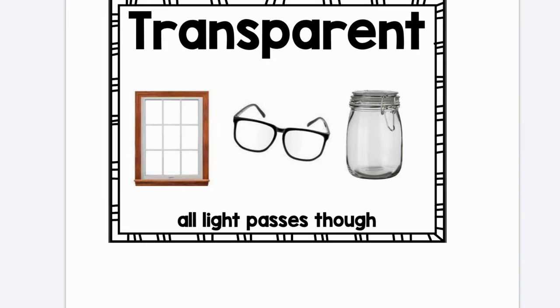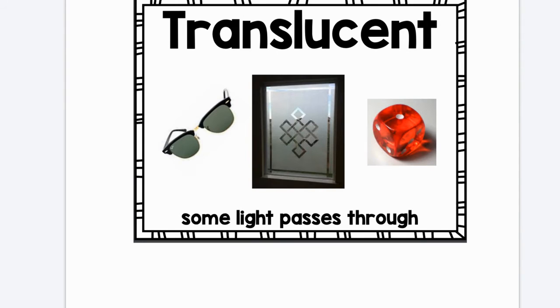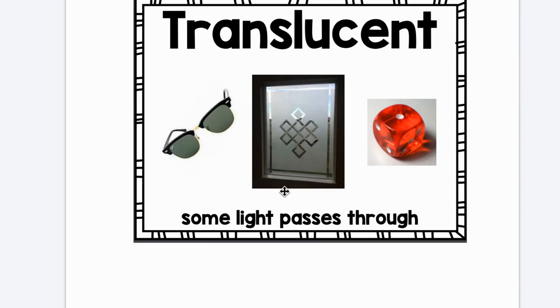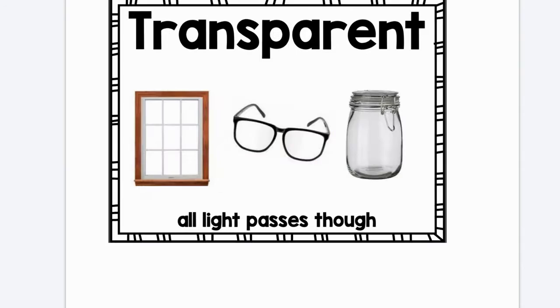And then the last one is transparent. This is where all light passes through. So when you look at the difference between translucent objects and transparent objects, you can see clearly that transparent objects tend to just be very clear and you can see directly right through them. While with translucent, you can't see all through. Alright, so let's watch this video that quickly reviews how light passes through objects.